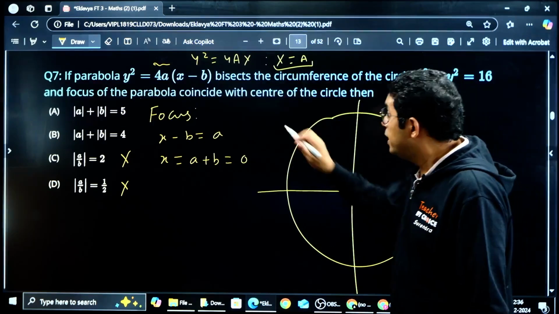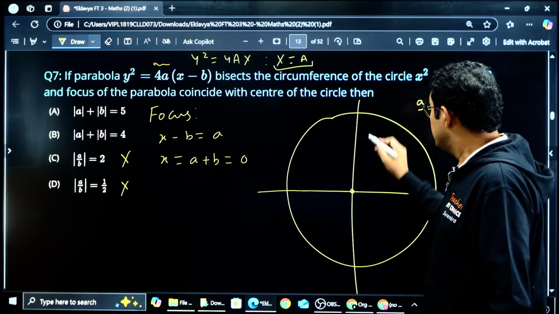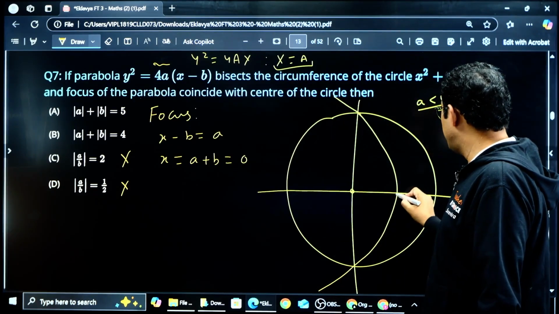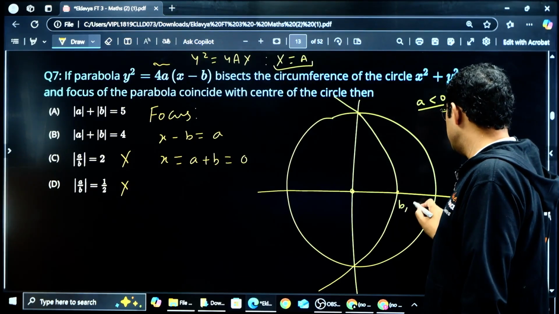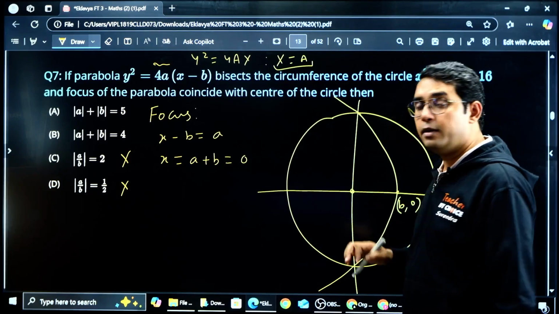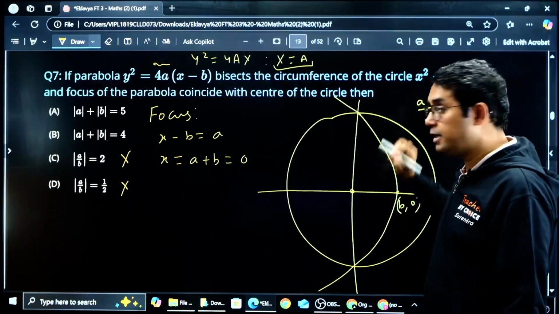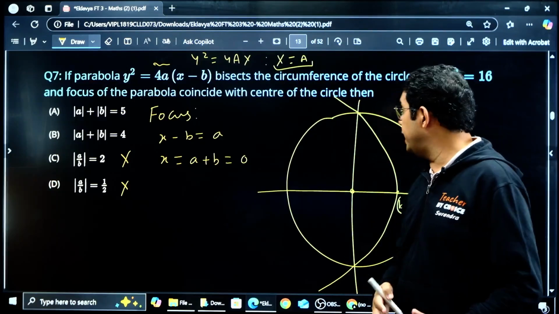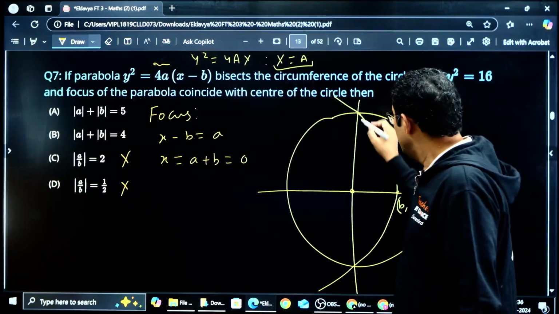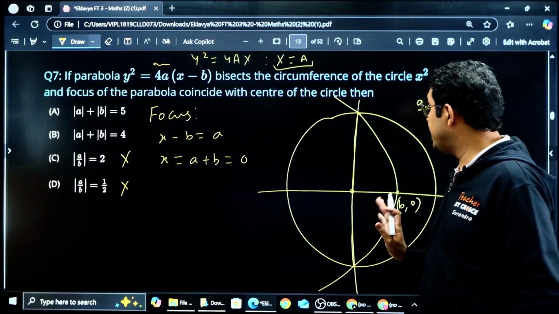Now moving to the next thing. Suppose I take a to be negative. In that case the parabola would be left opening like this, and its vertex will be at (b, 0). Because the parabola bisects the circumference, the points where it meets the circle have to be diametrically opposite ends, and also the focus of the parabola is on the center of the circle.